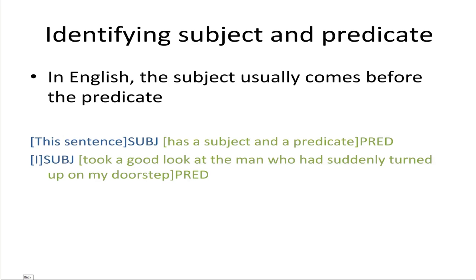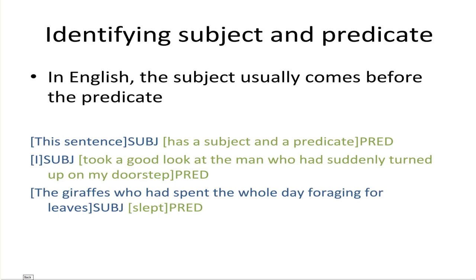I took a good look at the man who had suddenly turned up on my doorstep. I is the subject. All the rest is the predicate. The giraffes who had spent the whole day foraging for leaves slept. The subject is the giraffes who had spent the whole day foraging for leaves, and the predicate is the last bit, slept. So normally, the subject comes first and the predicate is the rest of the clause.